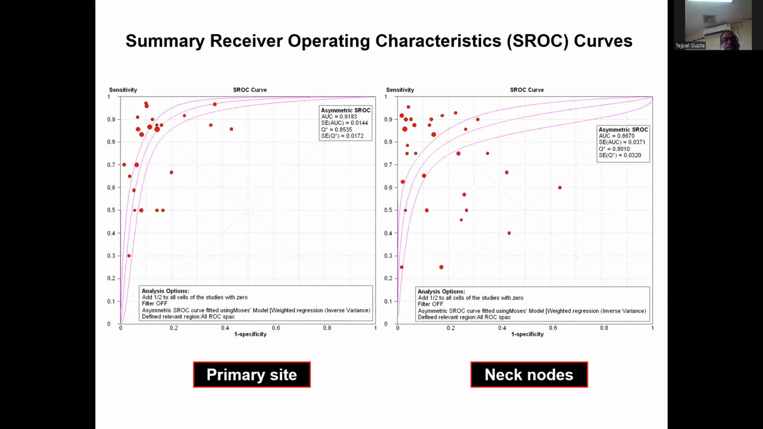As I said, we did the summary receiver operating characteristics curves. On the left is the primary site, on the right is the neck nodes, and as you can see, the higher the area under the curve, the better; 1 is ideal. You will never get that for any test. We got an AUC of 0.91 for the primary site and an AUC of 0.86 for the neck nodes. Anything above 0.85 or 0.9 is considered acceptably high.